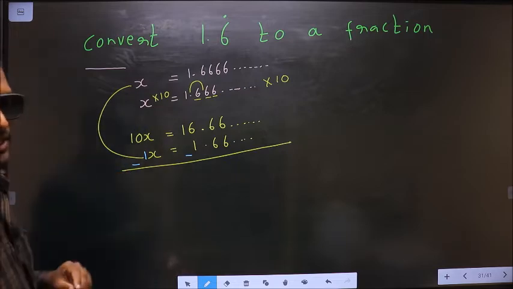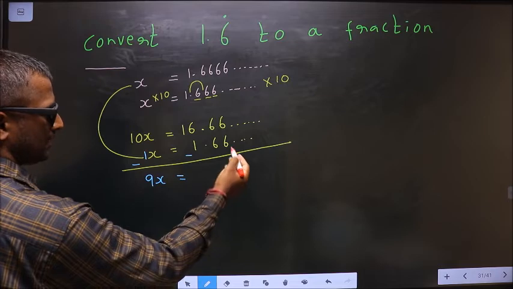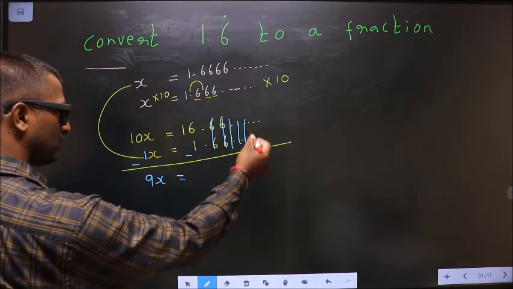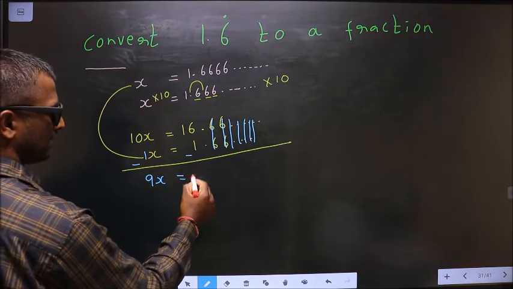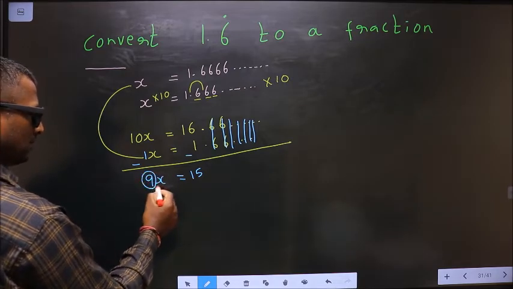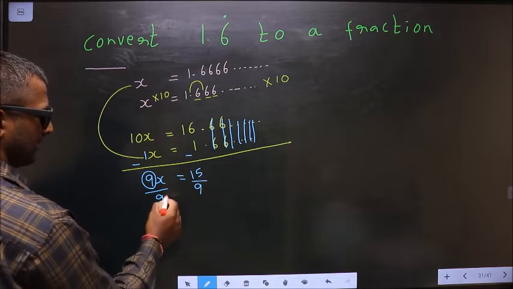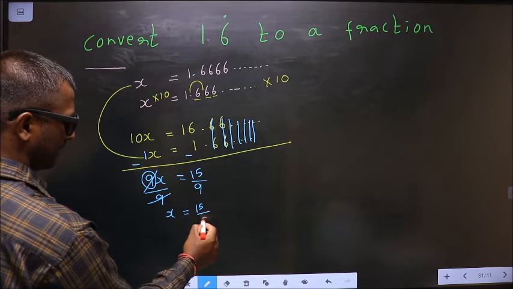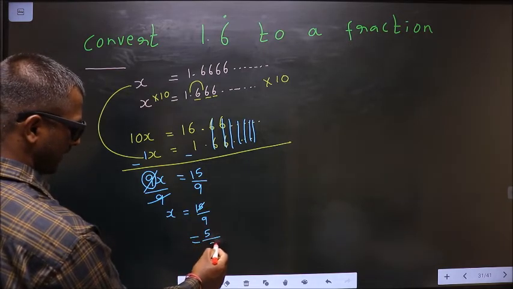So 10x minus 1x is 9x equal to, see, man, here they will become 0, so we don't need to write that. So 16 minus 1 is 15. Now to get x, I should remove this 9. So to remove 9, divide by 9 on both sides. So this cancels out, x equal to 15 by 9. Cancel in the table of 3, 5 is, and this is 3.